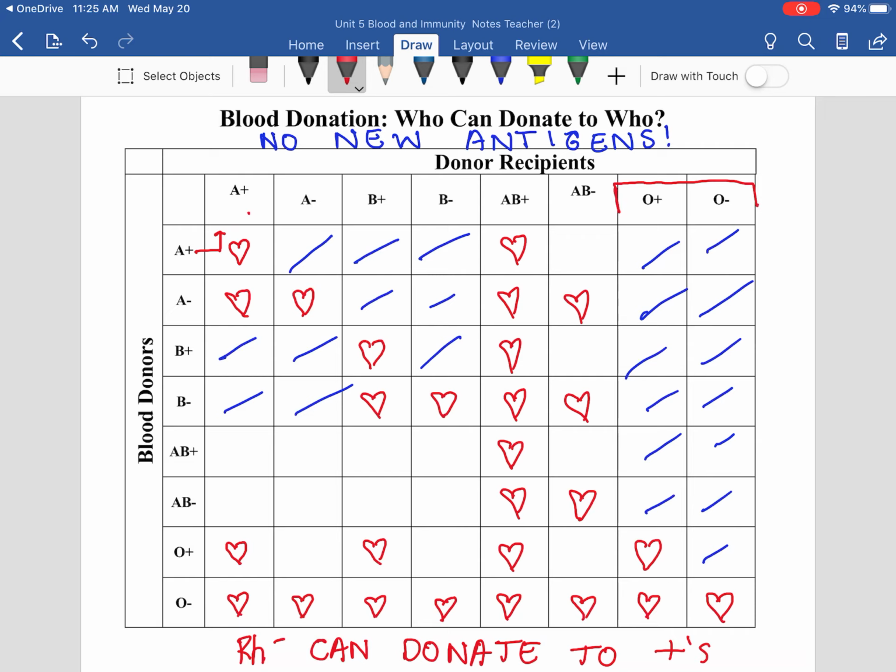Okay, I think we've pretty well actually got everything covered here. So just to double check anything, again, some of the rules. No new antigens. Rh negatives can donate to positives. O negative is the universal donor. AB positive is the universal recipient. O blood is not going to be able to receive any antigens other than any, like, can only receive O blood. And so I think that would be all.